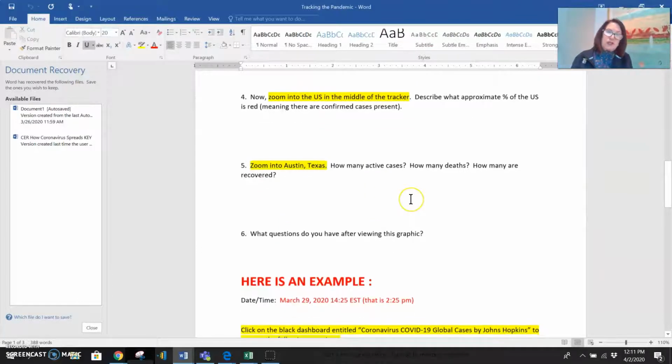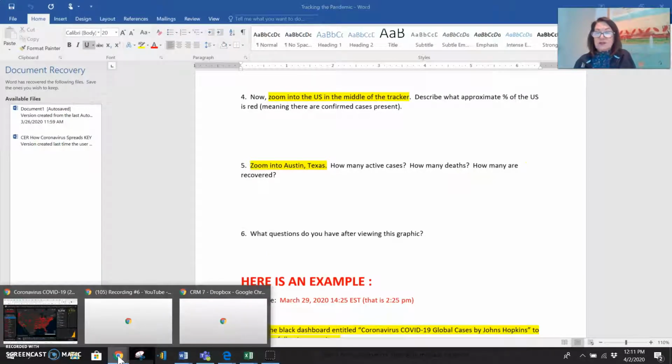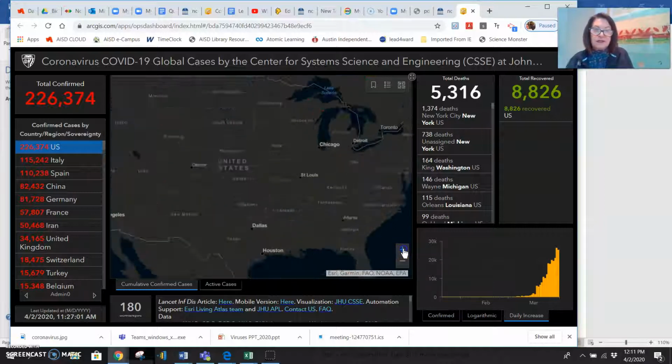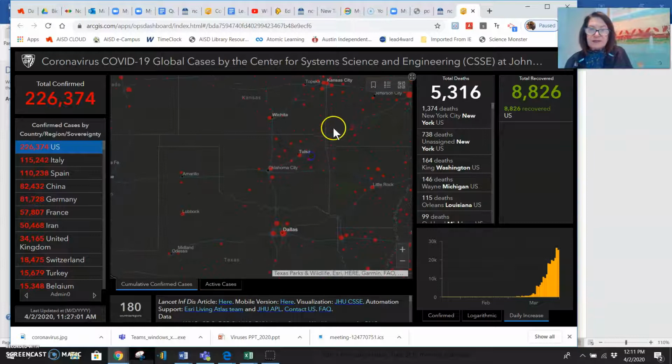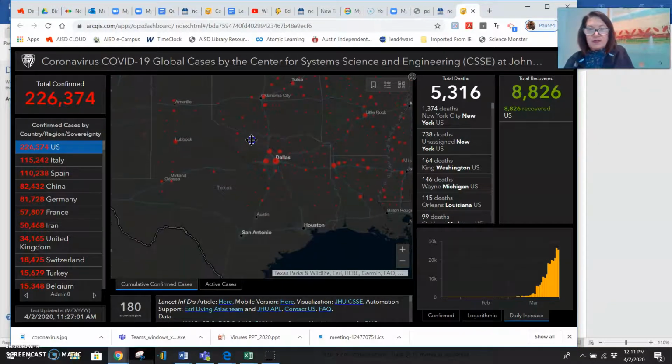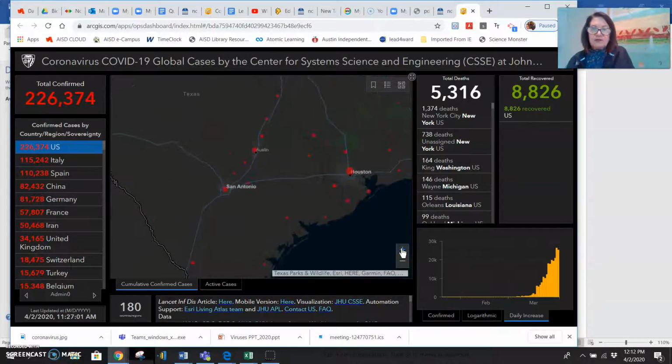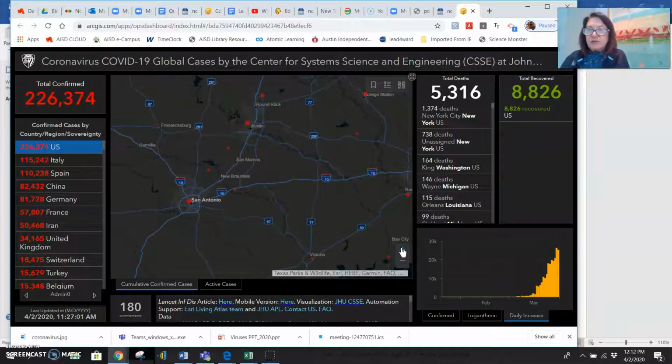We're going to zoom into Austin, Texas, and we're going to answer how many active cases there are, how many deaths there are, and how many recovered. So I'm going to go back to my map, and I'm going to zoom in using this plus here, and then drag this up to get to Austin, and there's cute little Austin. So I'm going to zoom in, and here is Austin, right? So I'm going to click on it.